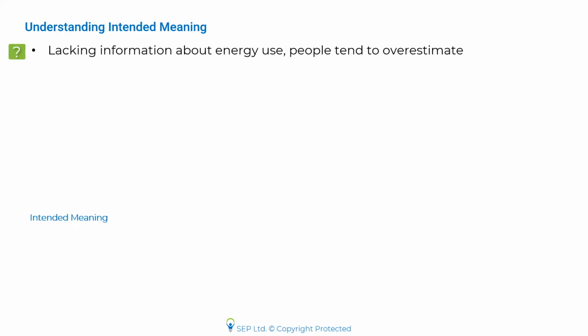Lacking information about energy use. Clearly, this -ing verbal phrase here is modifying the people. So people are lacking information about energy use. Okay. Then what? These people tend to overestimate something. Okay, so overestimate here is the verb and people is the subject.